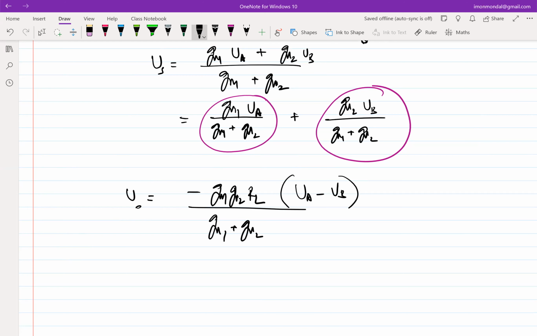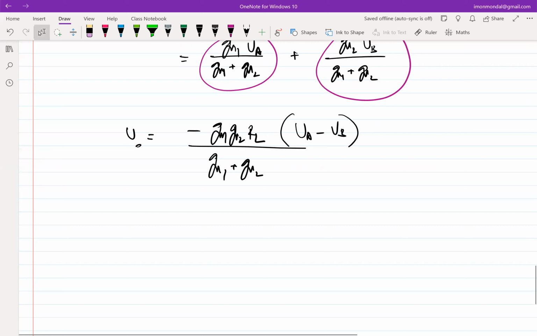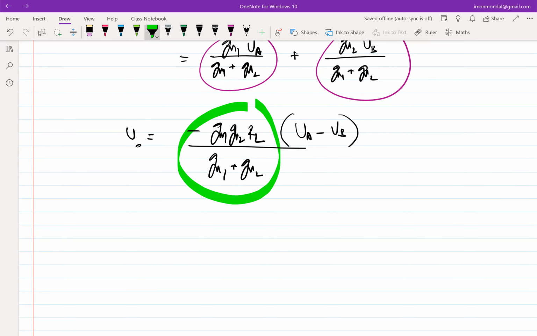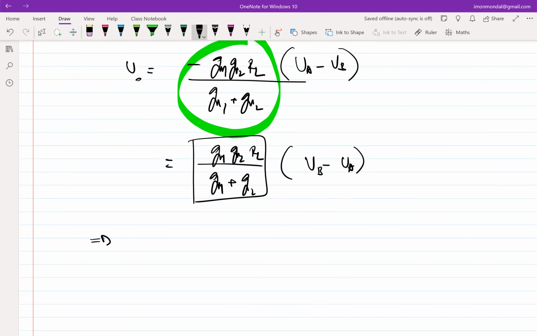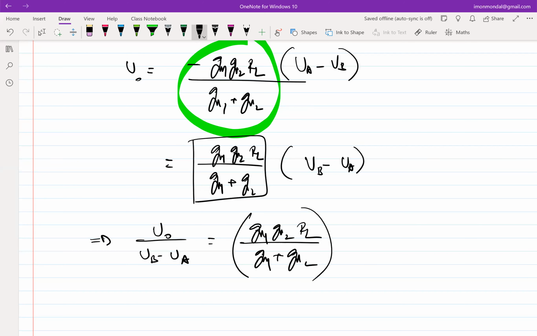Yeah, this sounds right. So you are going to get this expression, or I can simply write it the other way. I can write it as GM1 GM2 RL by GM1 plus GM2 times VB minus VA, where this becomes the gain of the differential amplifier, right? So in other words, V0 over VB minus VA is GM1 GM2 RL by GM1 plus GM2. So this is the gain of this structure.